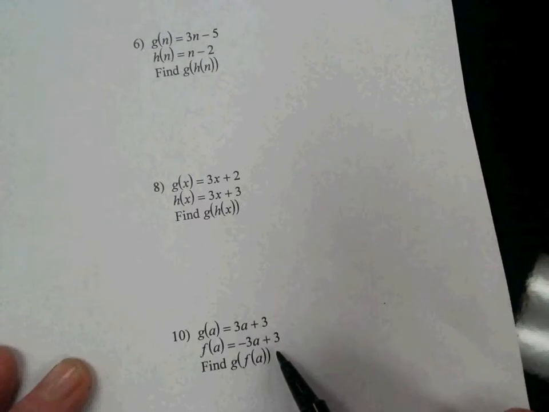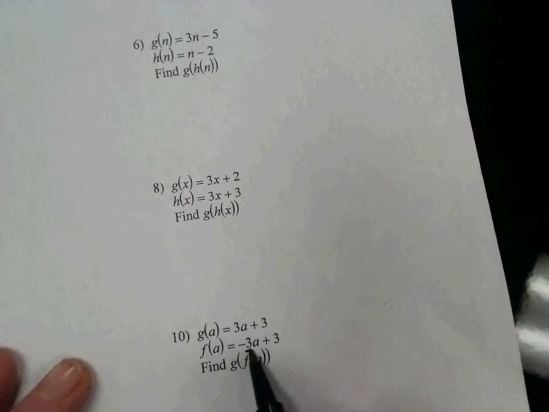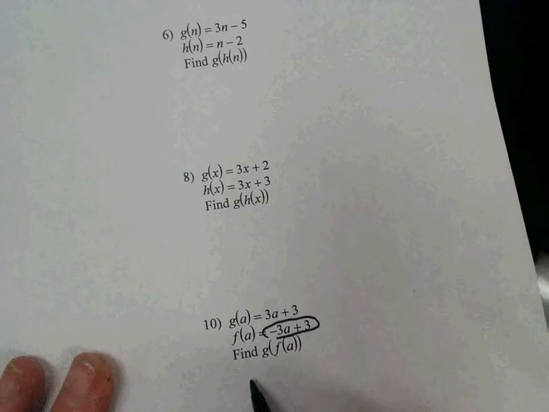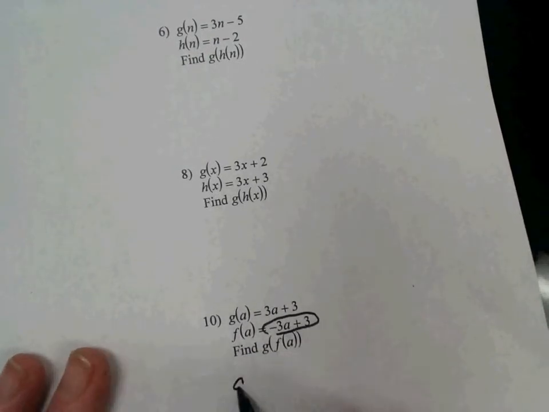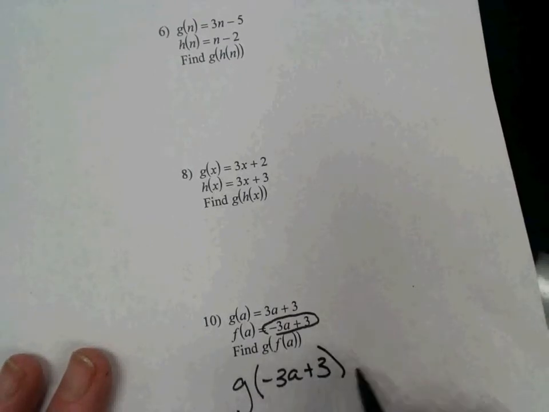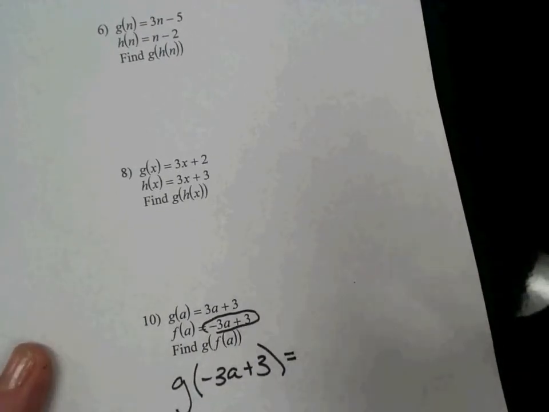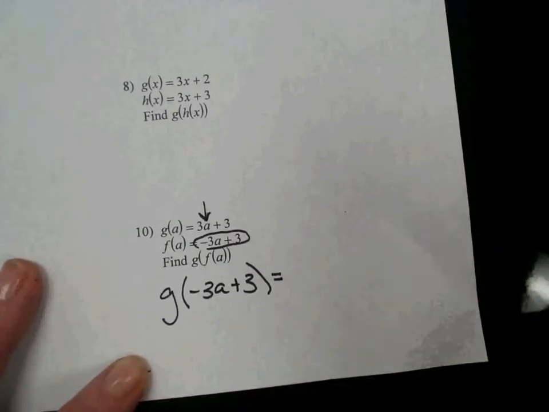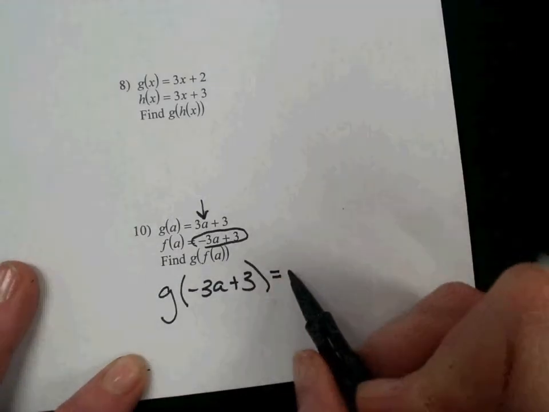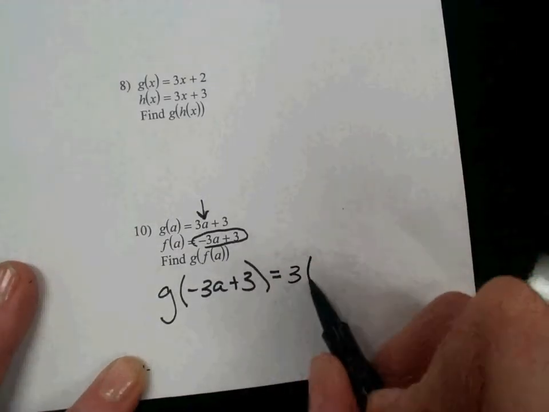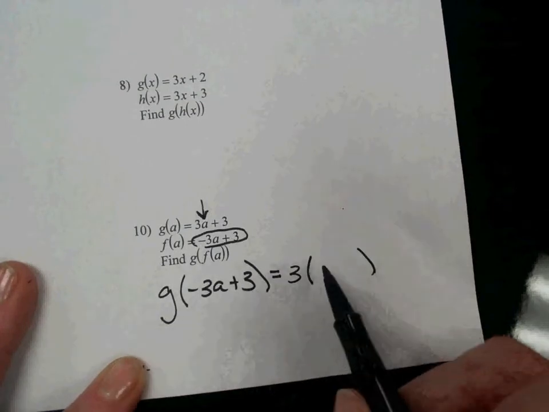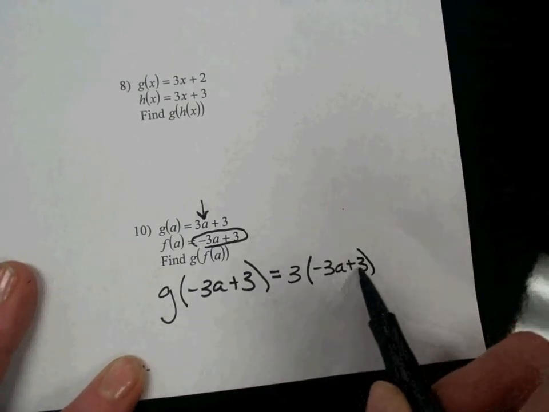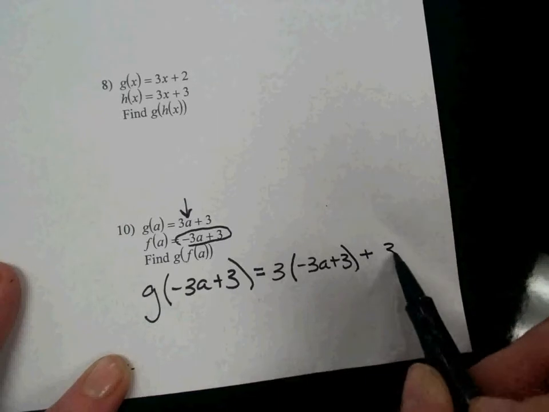So 10 and 18. So 10, we have our g function, and we're inserting our f function into it. So that is going to look like g of negative 3a plus 3 equals, it's going right in for the a value. So 3 times whatever's in here, negative 3a plus 3, and then plus 3.